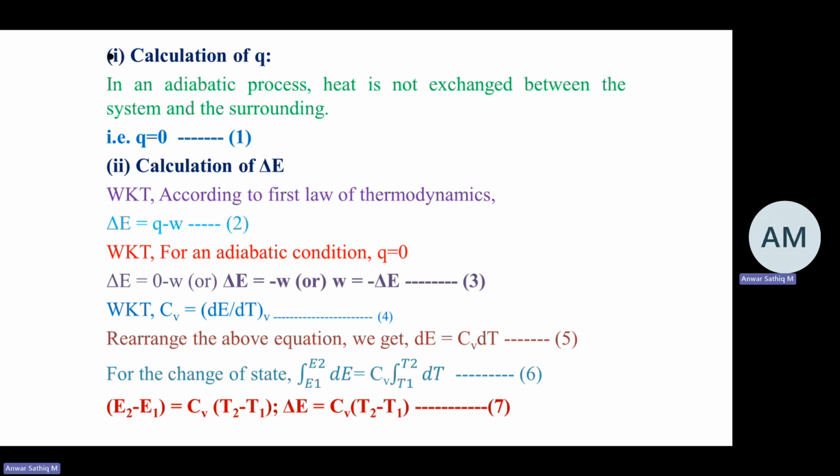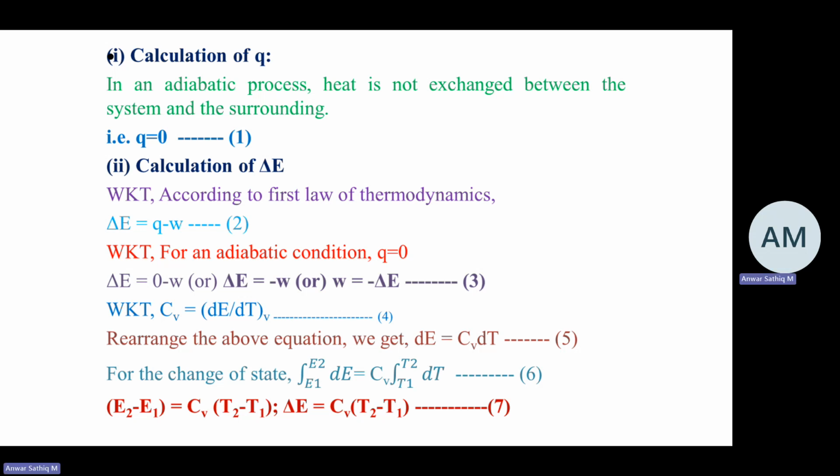And then calculation of delta E, that is change in the internal energy. We know that according to the first law of thermodynamics, the mathematical formulation is delta E is equal to Q minus W. We know that for an adiabatic condition, Q is equal to 0. Therefore, substitute the value in the above equation. We get delta E is equal to 0 minus W, or delta E is equal to minus W.